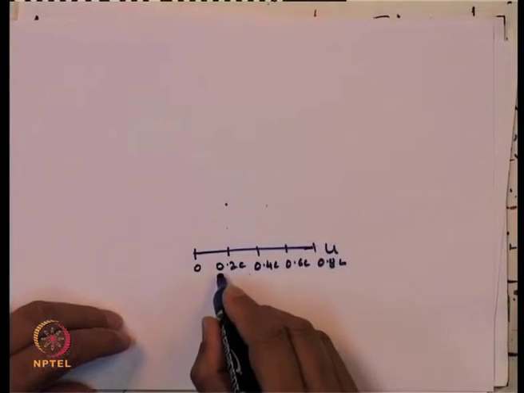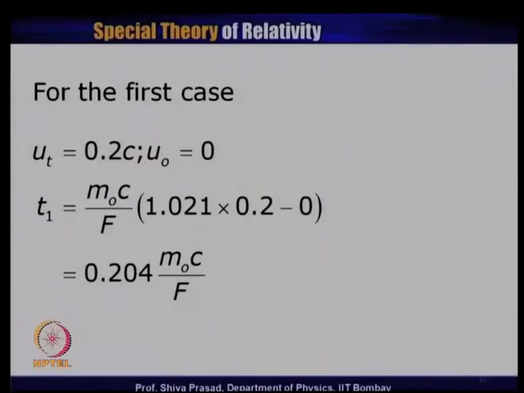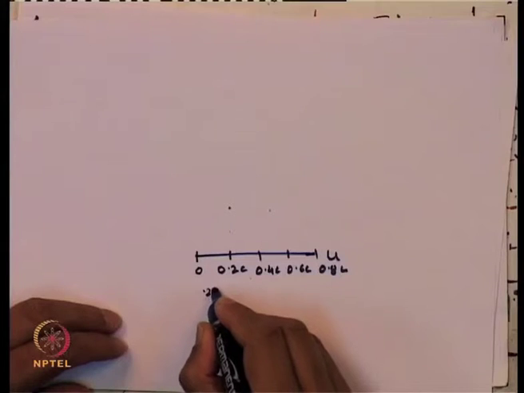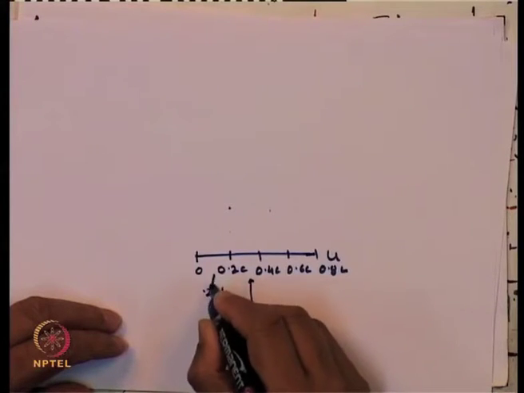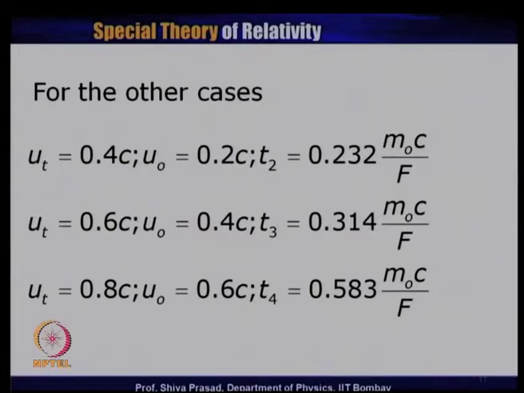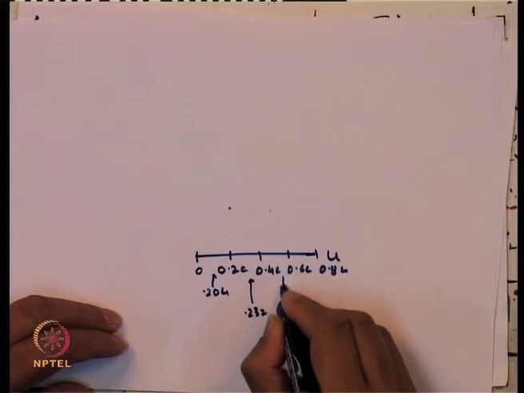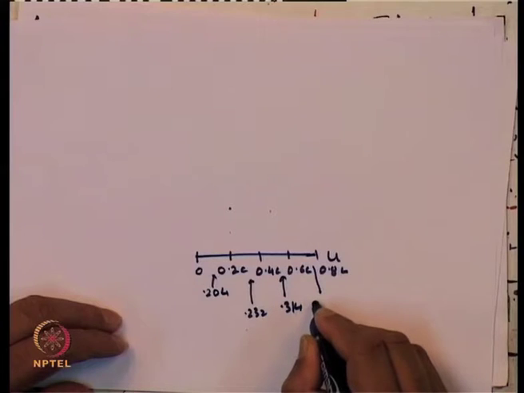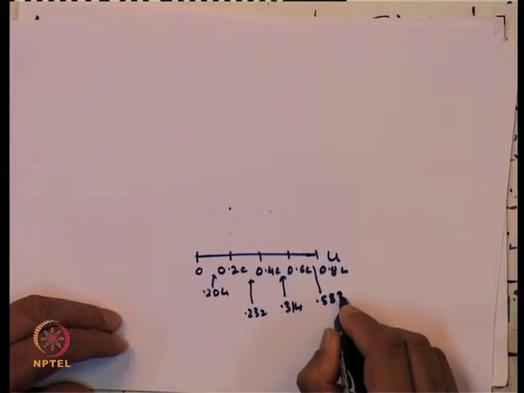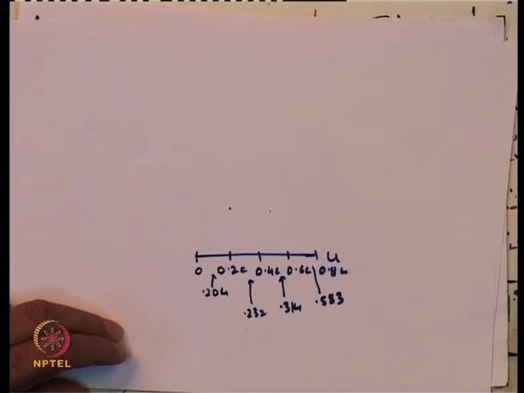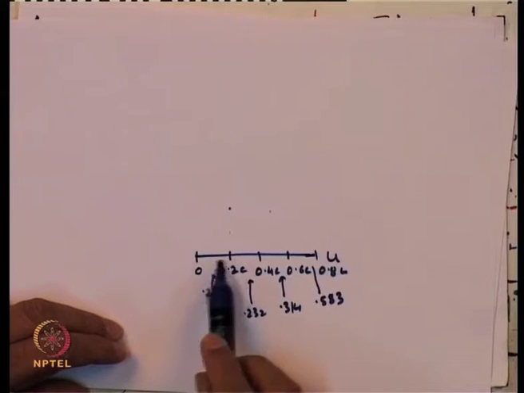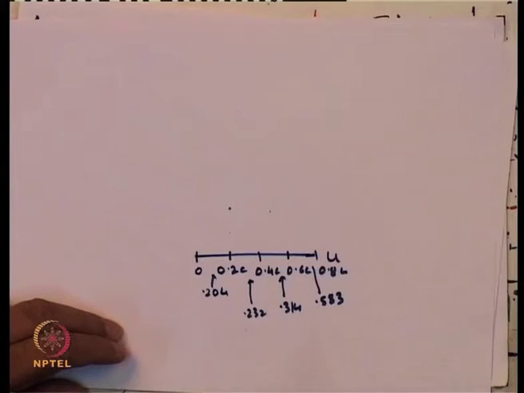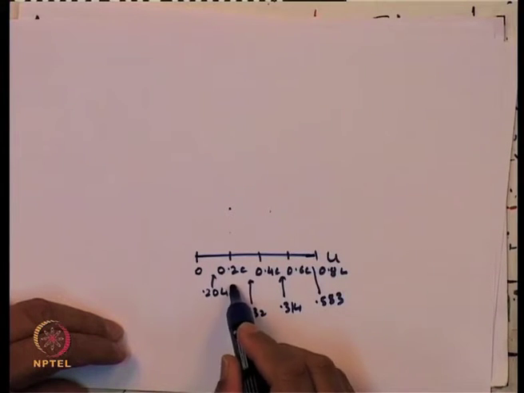with whatever is the factor, if you go between 0 to 0.2, the value which I get is 0.204. In this interval, I get 0.232. In this interval, I get 0.314. In this interval, I get 0.583. So, the speed interval is the same, the force is the same, but it is faster for the particle to go from 0 to 0.2c, in 0.204 multiplied by whatever is that factor.